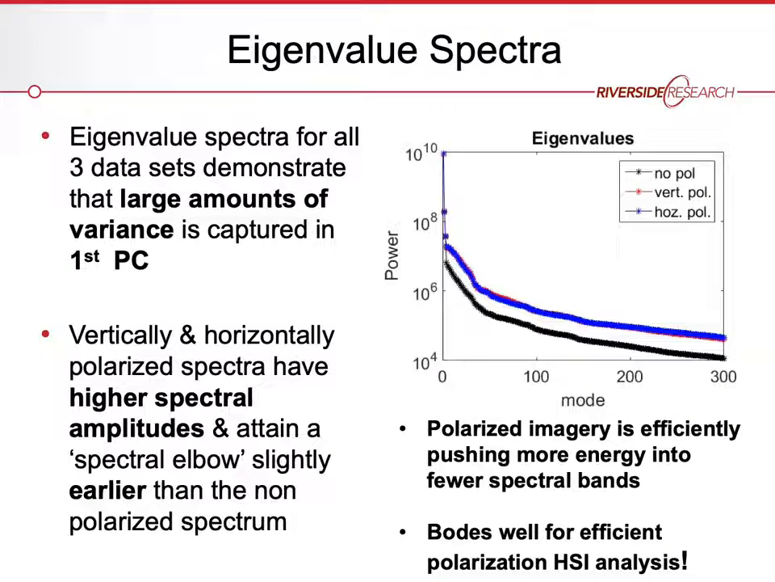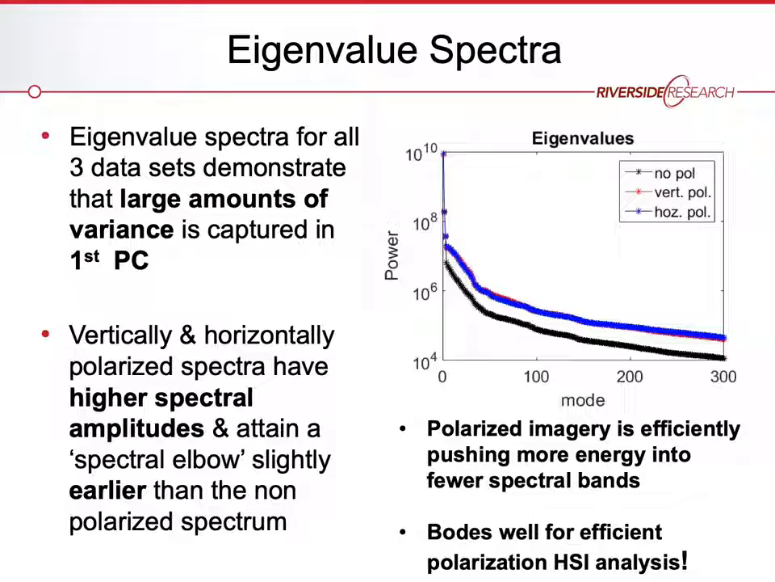Eigenvalue spectra for the non-polarization case, the vertical polarization case, and the horizontal polarization case were calculated. The eigenvalue spectra are shown on the right-hand side, where the non-polarization case is shown in black, and the vertical and horizontal polarization cases are shown in red and blue, respectively.